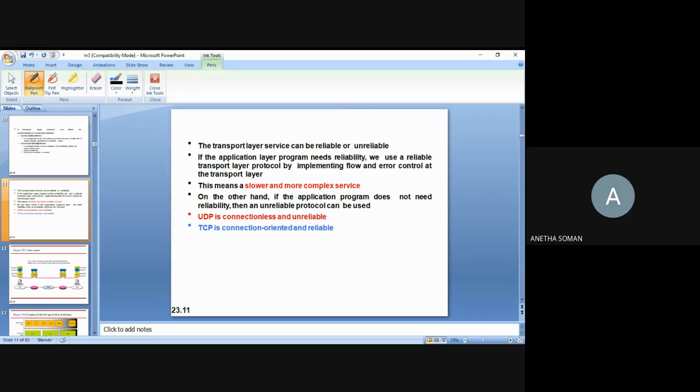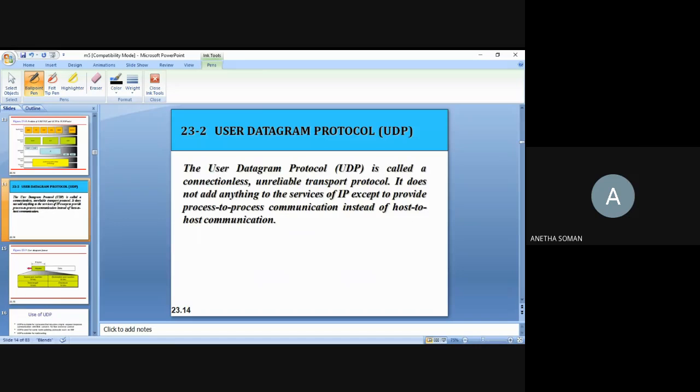Today we will start with the first protocol, the user datagram protocol, UDP. It is a connectionless, unreliable transport protocol. Connectionless means you don't have any handshaking between your sending and receiving entities. The packets in the transport layer are called segments. If you want to deliver or send the segments, there is no handshaking happening between your sending and receiving entities. So it is called a connectionless protocol.